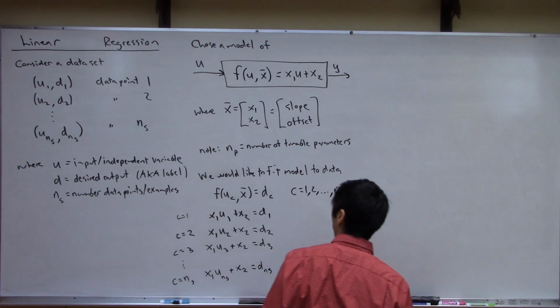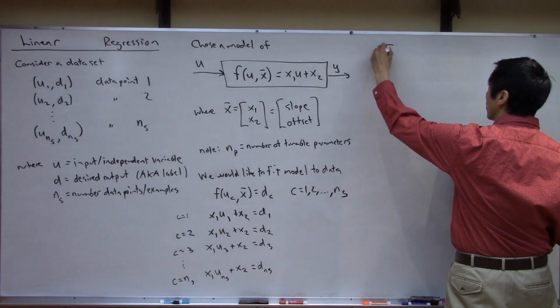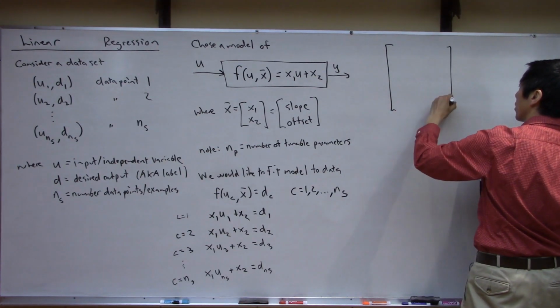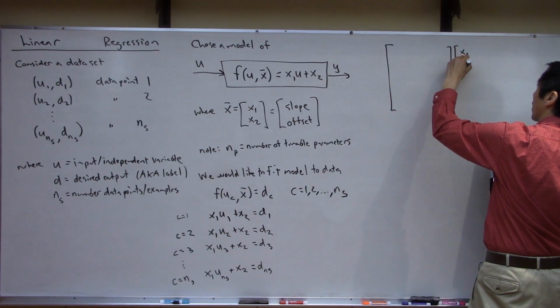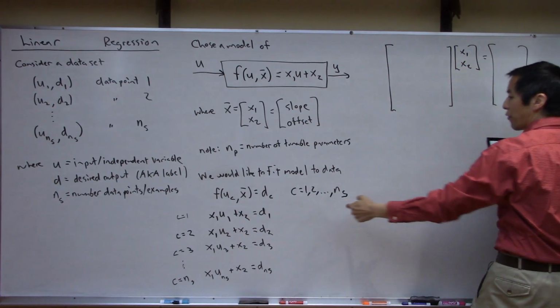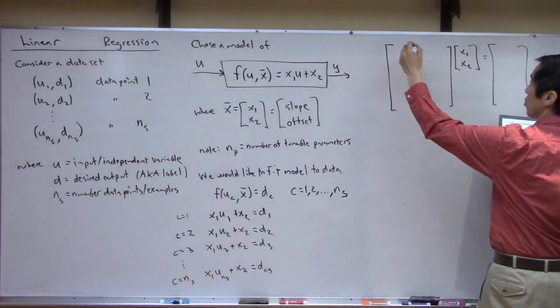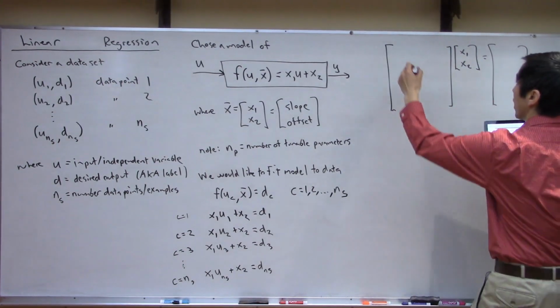Does everyone see where we're going with this? Let's go ahead and write this in a matrix format. I could write this whole thing by pulling out x1 and x2 here. And that first row just becomes, what is this? This becomes u1.